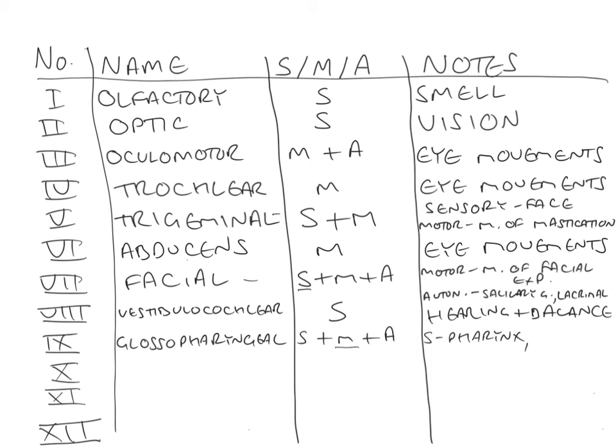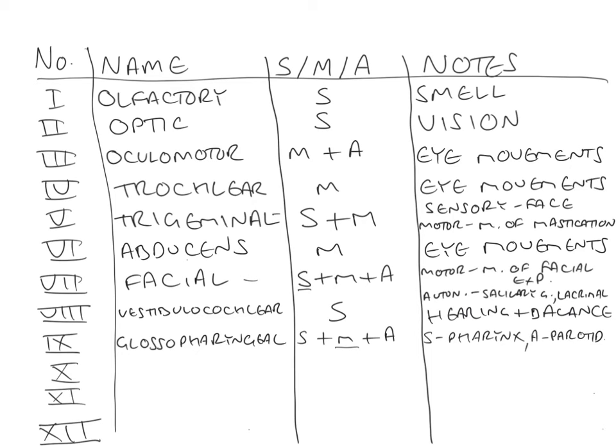The autonomic component of the glossopharyngeal nerve is important for a number of reasons. However, a major one is that the autonomic component supplies the large salivary gland on the side of your face, the parotid gland. So it's the glossopharyngeal nerve which is responsible for stimulating secretion of saliva from the parotid gland.